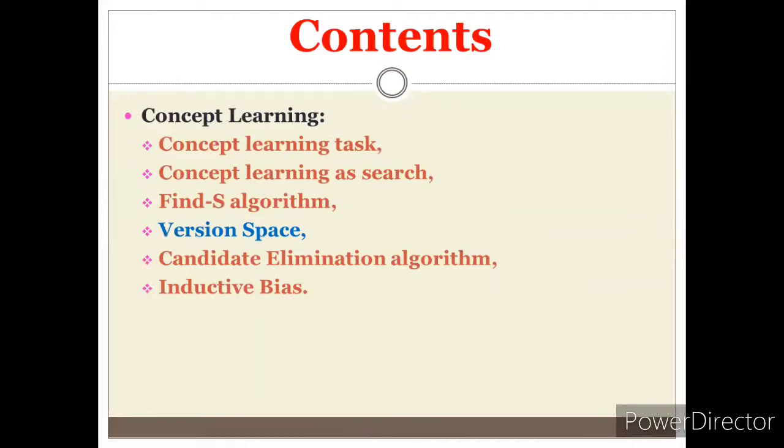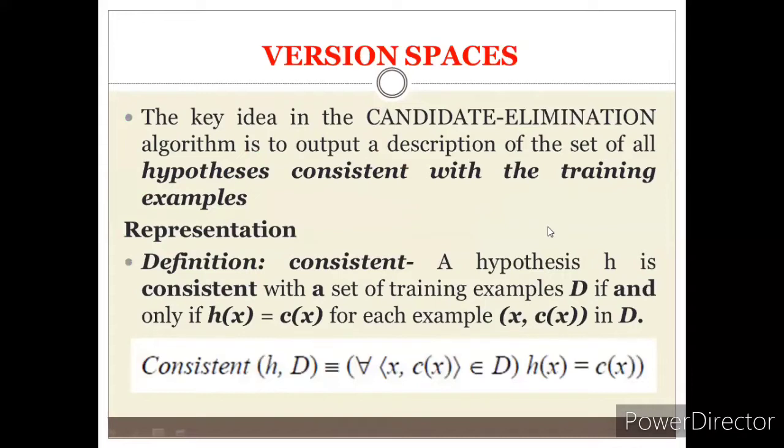First, as I said, we'll be concentrating today on the topic called version space. The key idea in the candidate elimination algorithm is to output a description of the set of all the hypotheses consistent with the training example. If you take any training example of a particular problem, we have a set of hypotheses present in that. We have to find the consistency present inside the hypothesis for the correct result. So how are we writing that? Let's see the representation.